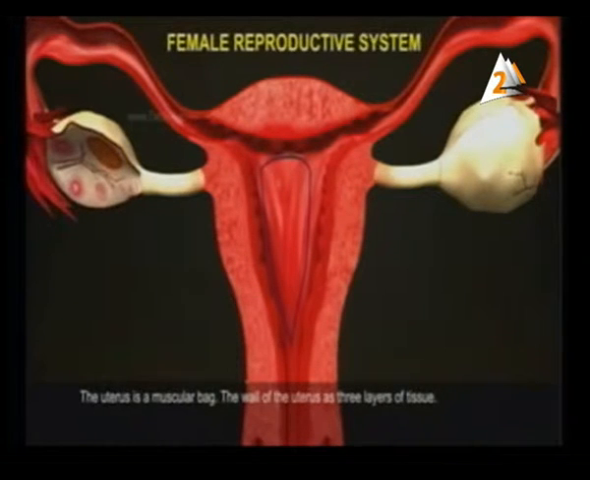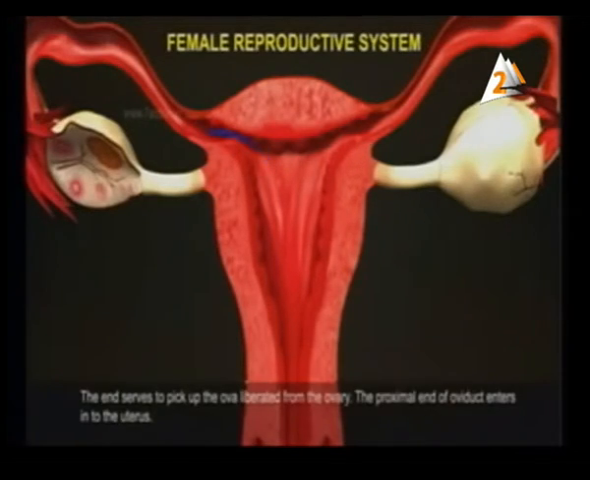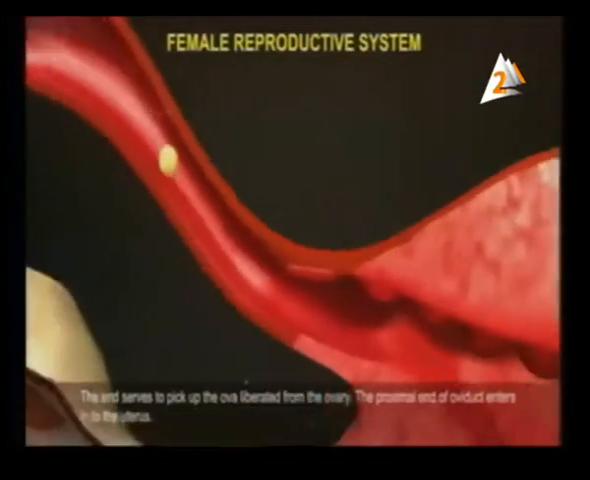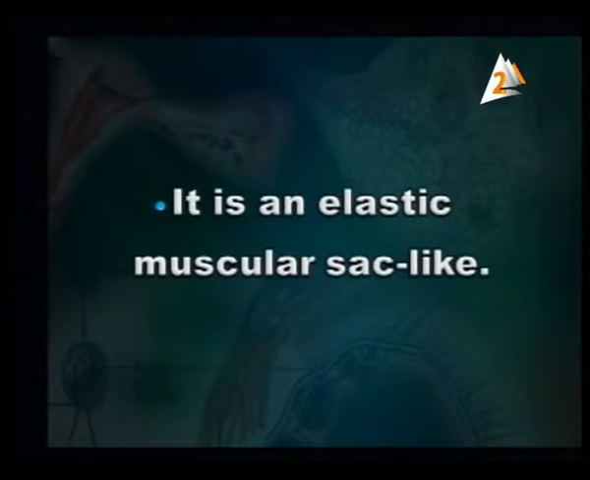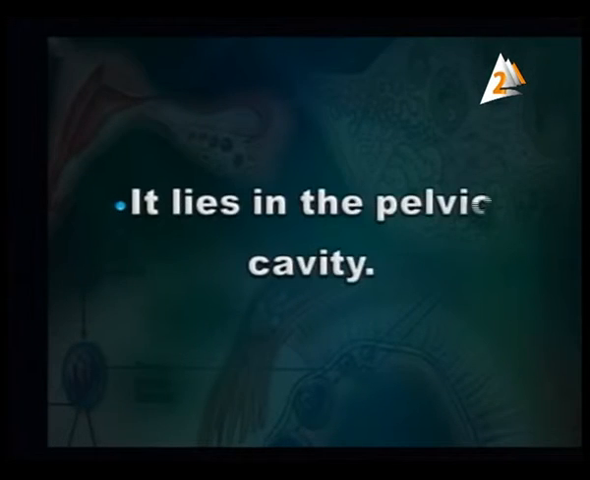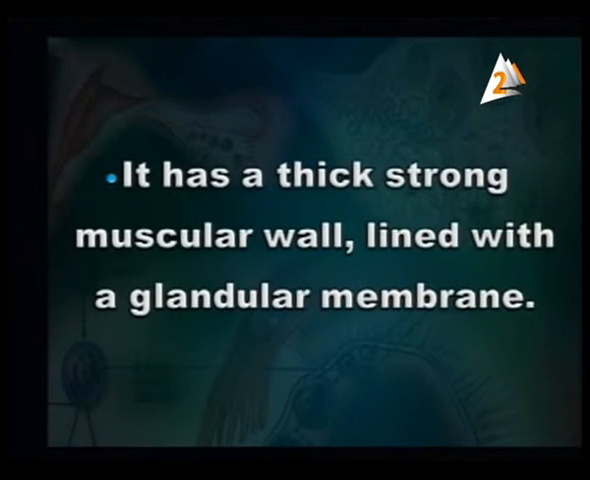The second part after that is the uterus. It is an elastic muscular sac-like organ. It lies in the pelvic cavity. It has a thick, strong muscular wall lined with glandular membrane.